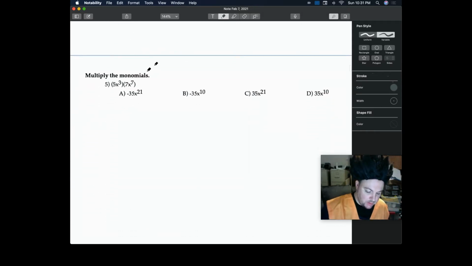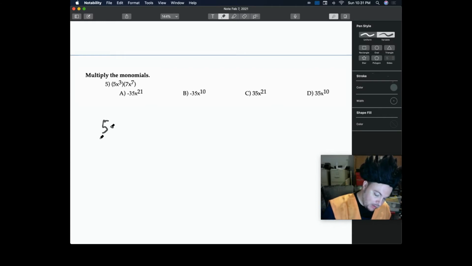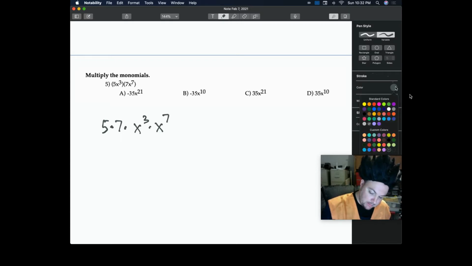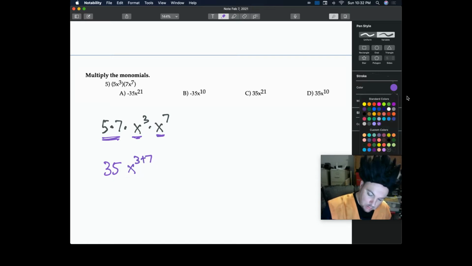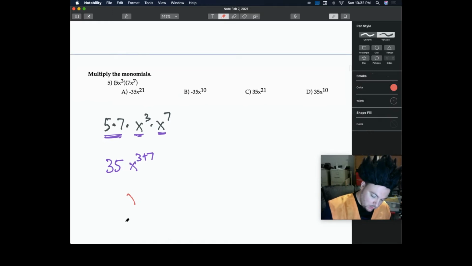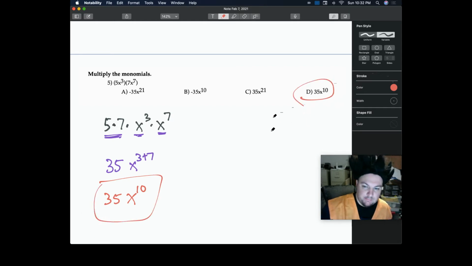So this is where it gets interesting. So 5x to the 3rd times 7x to the 7th. So what would I do first here? Well, the first thing I would do here is let's organize it. Let's put things that are alike together. So we'll put the numbers together, and then we'll put the variables together. And it's easy enough to do 5 times 7 and get 35. And what I do with the x's is that I'm going to add them. So 3 plus 7 is 10. So it's 35x to the 10th. And that's it.